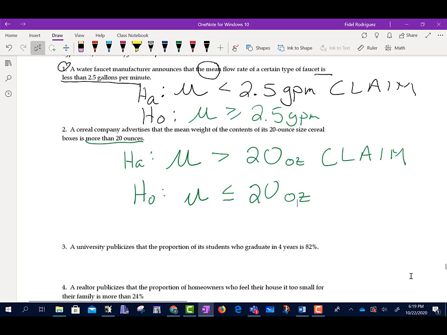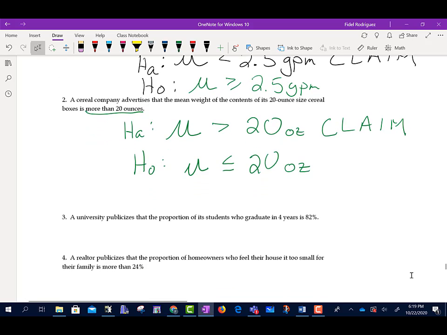All right, I'm going to scroll down to the next one. It says the university publicizes that the proportion of its students who graduate in 4 years is 82%. Okay, so we're not talking about means, we're talking about proportions. So P is 0.82. This here is our claim. Because there's an equal to here, this is my null hypothesis. This is my H0 because of that equal to part.